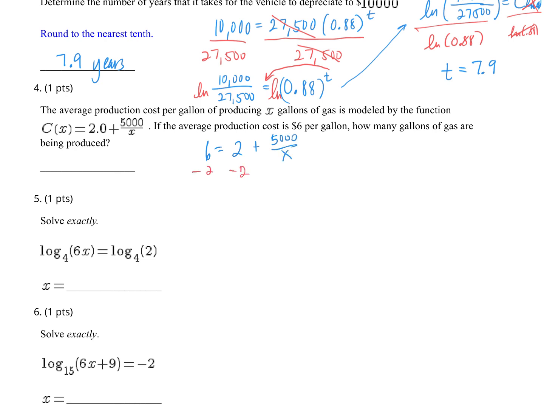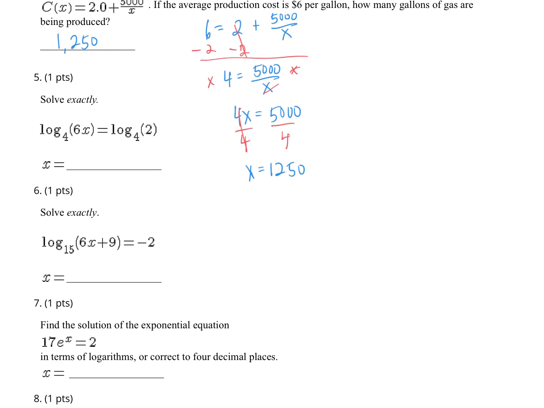So minus 2 from both sides. That will give me 4 equals 5,000 over X. Multiply both sides by X, so that would be 4X equals 5,000. Divide by 4, and we get X equals 1250. So how many gallons of gas are being produced? 1,250 gallons.